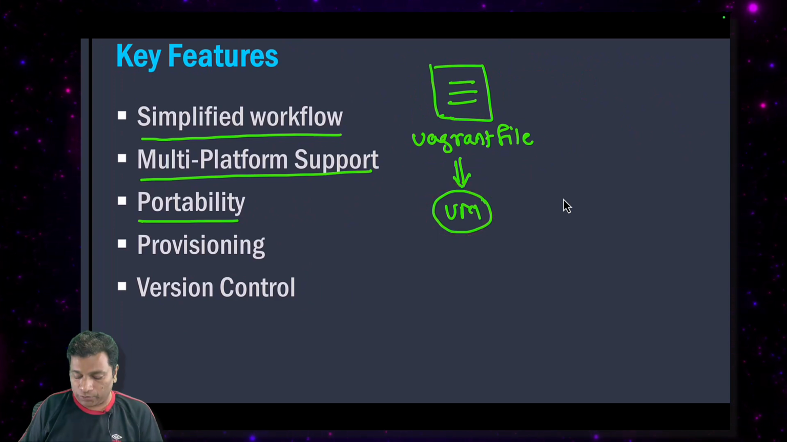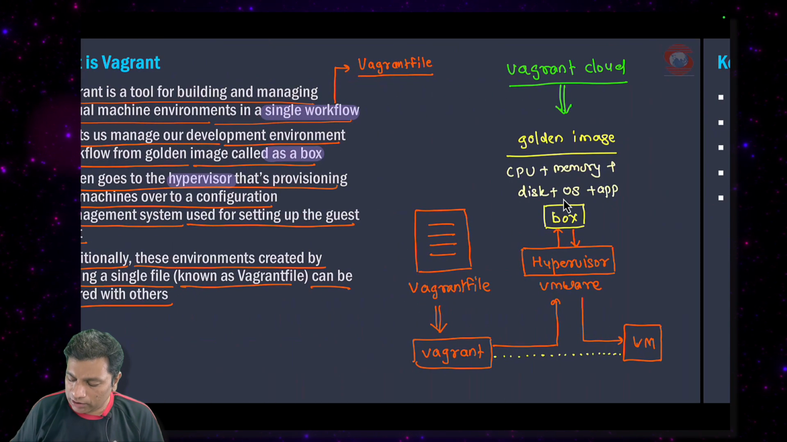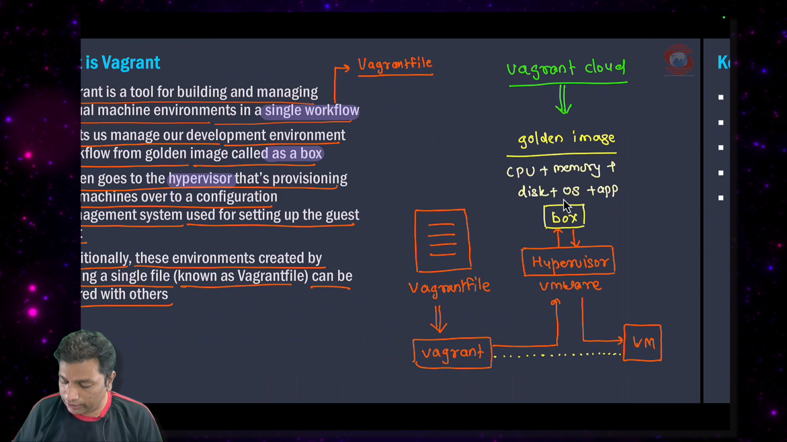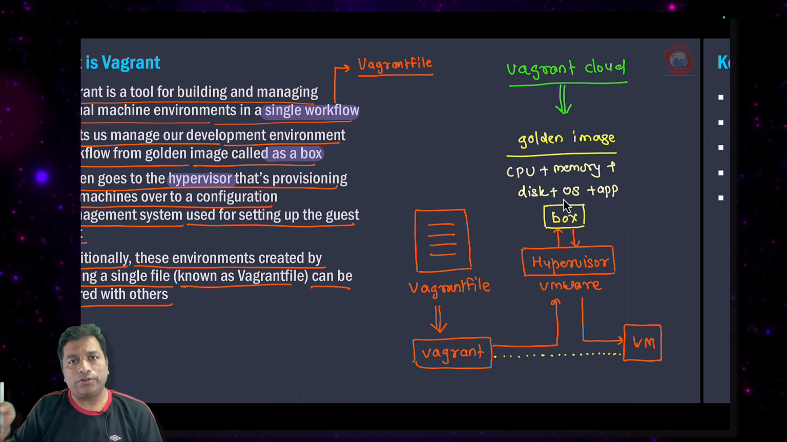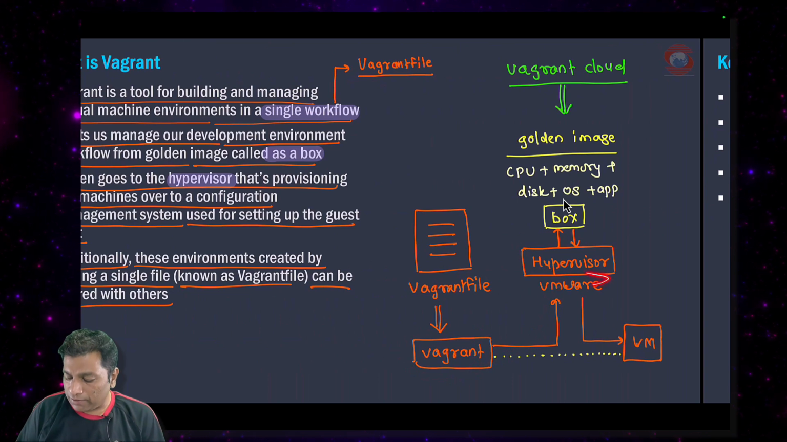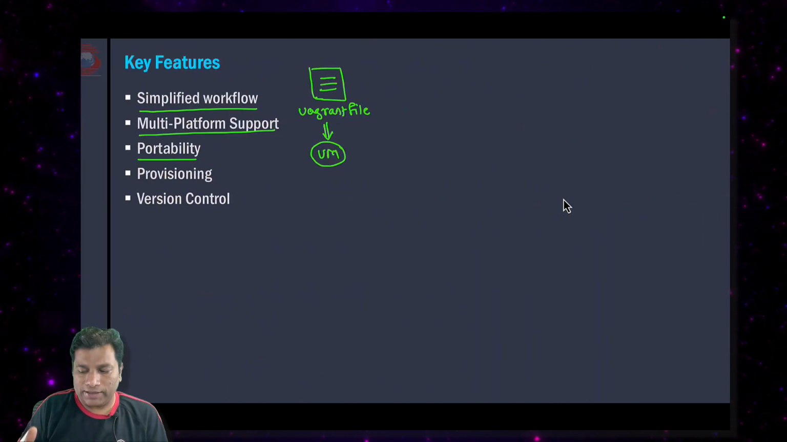That's the beauty of it. It's very portable in nature. Because as I said, if you look at this diagram, Vagrant is not doing it. Vagrant is taking the help from a hypervisor, which is going to do that job. And the good thing is, VMware-like hypervisors are available on all platforms. So precisely, it's like Java.